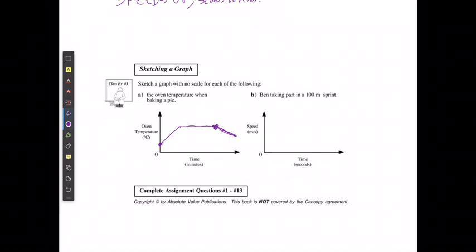If Ben is taking part in a 100-meter sprint, he is going to quite quickly take off and speed up, and then he's going to hit his max speed and sustain that until he hits the flag, and then he's going to slow down again. All right, hopefully that makes sense. You can go ahead and try some of that practice.